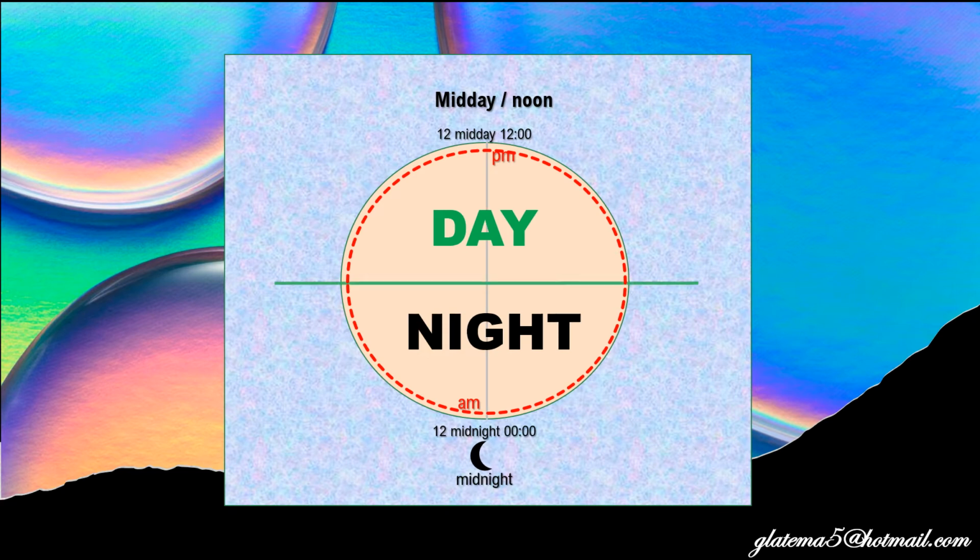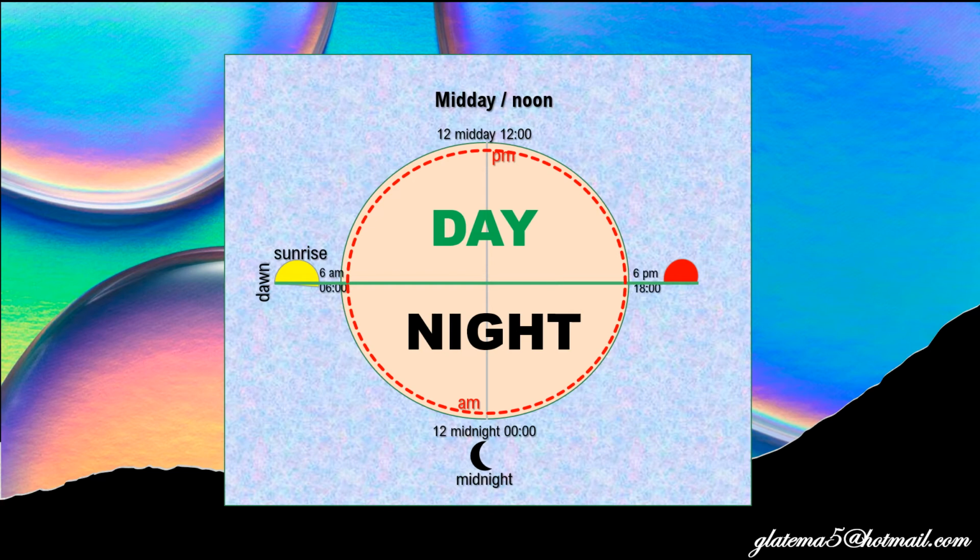These two lines are dividing the day in 4 parts. Here we have a picture that represents 6 a.m. That is the sunrise or dawn. Dawn is the first appearance of light in the sky before sunrise, very early in the morning.